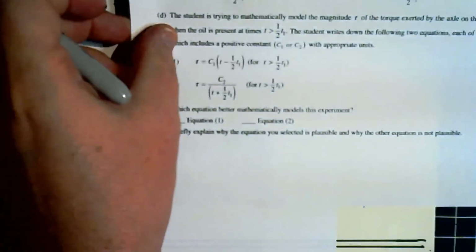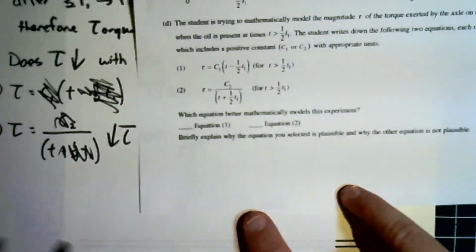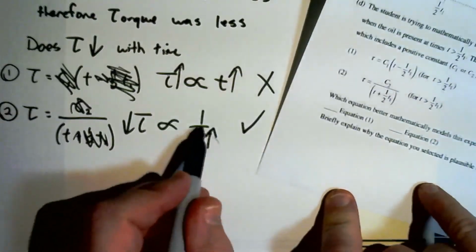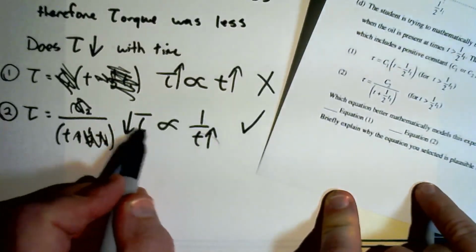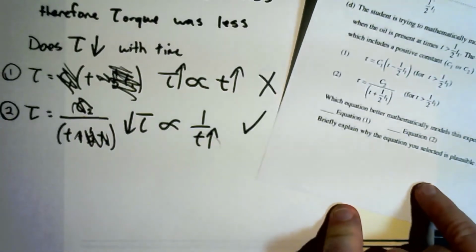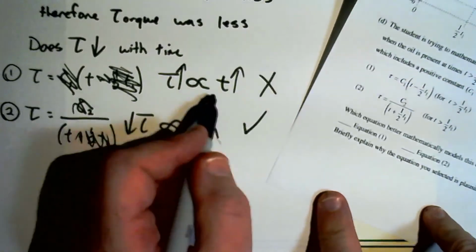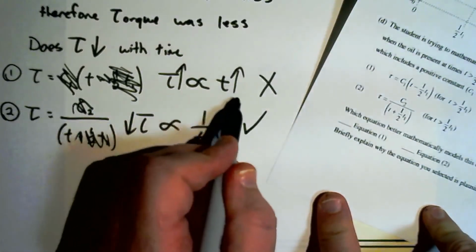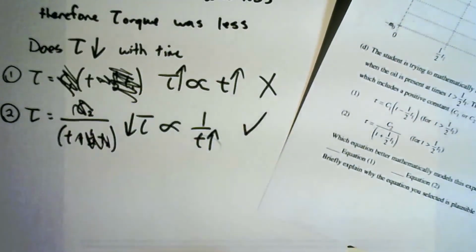And so it says, briefly explain why the equation you selected is plausible. That's why. By having time in the denominator, it shows this inverse relationship with the torque. And this one is a linear relationship, which means as time goes along, the torque goes up, which is not correct. All right, and that's the answer for that last question.